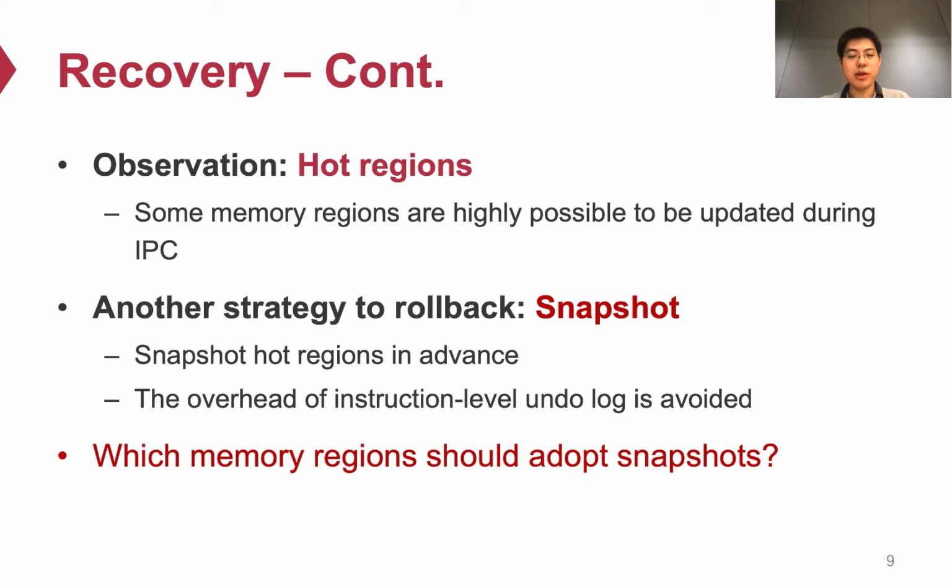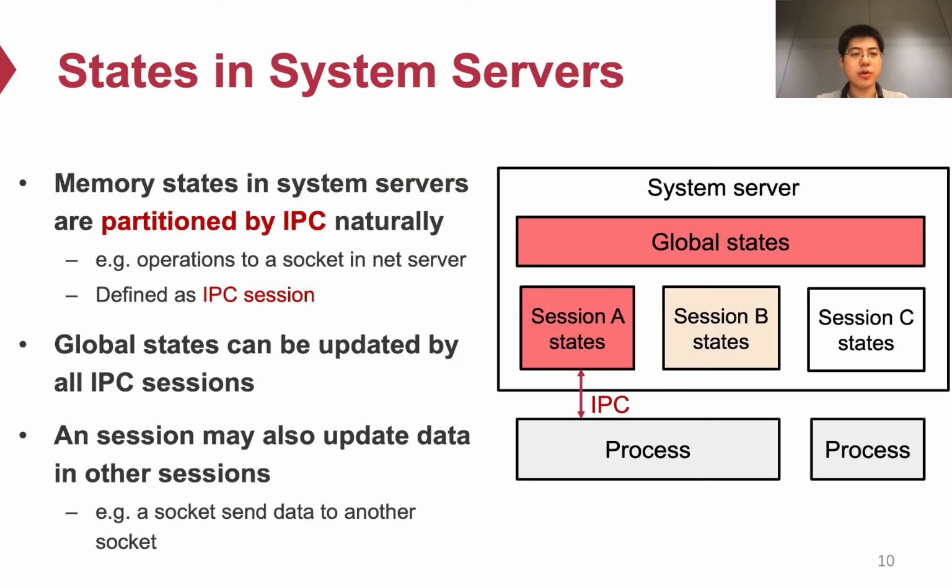But there's still a question: how can we know which memory regions should adopt a snapshot? To answer the question, we need to study how memory states in system servers are maintained. We find that the memory states in system servers are naturally partitioned by IPC. For example, if a network stack server provides socket abstraction, the IPC operations to a socket are likely to update the data in the socket itself, but will not touch other unrelated sockets.